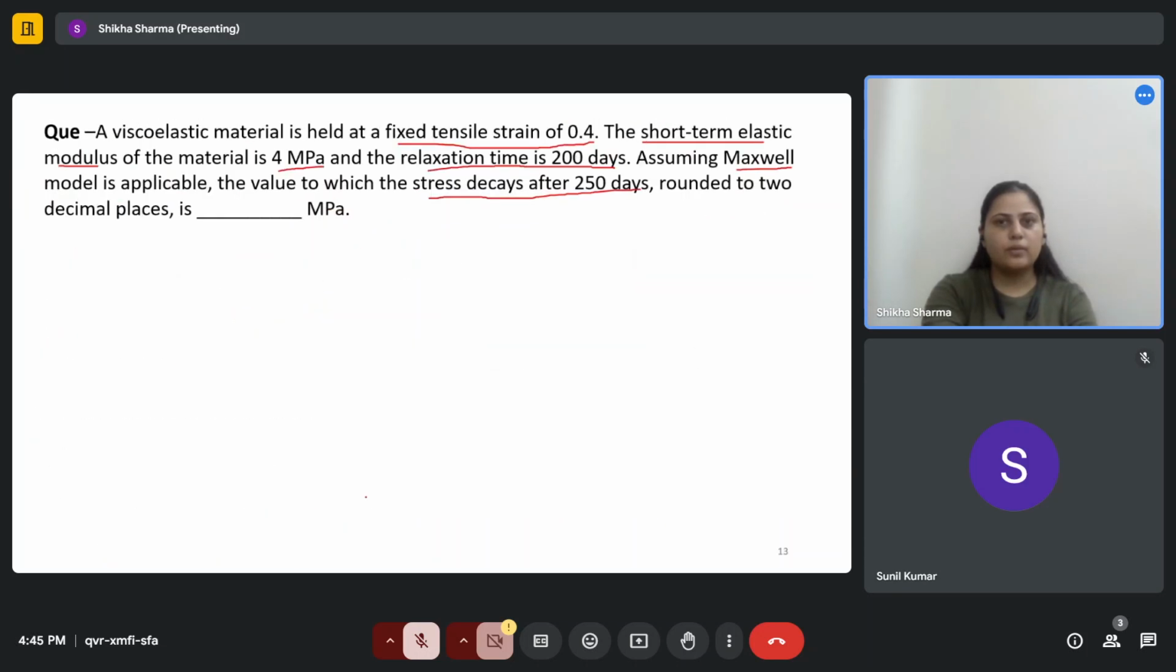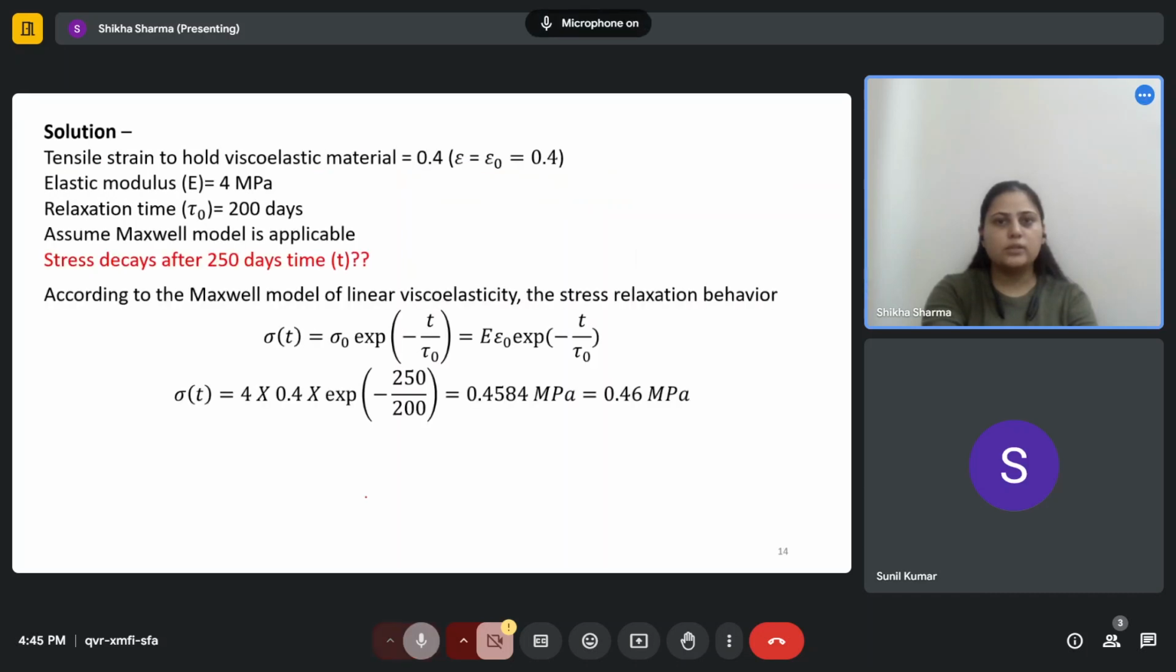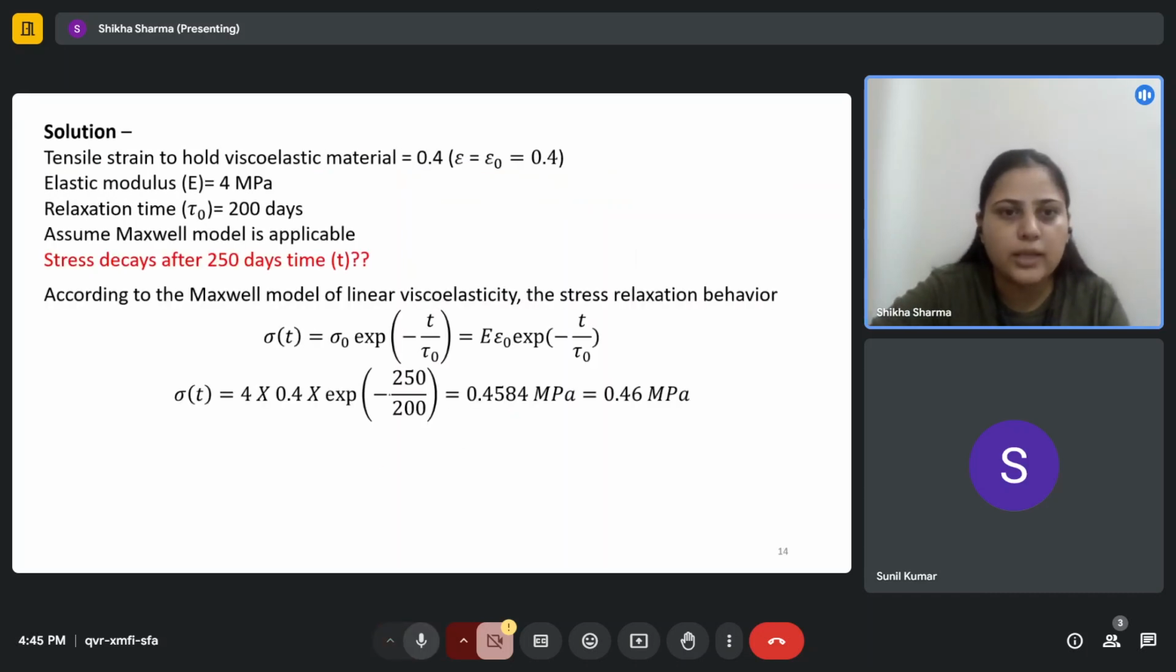So let's solve this question. According to the Maxwell model of linear viscoelasticity, the stress relaxation behavior equation is this. The stress at time t is equal to the initial stress multiplied by the exponential of minus t, which is at any time, divided by the relaxation time.